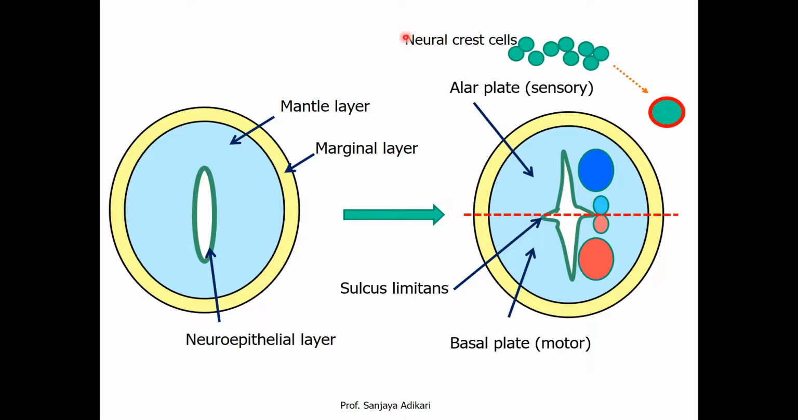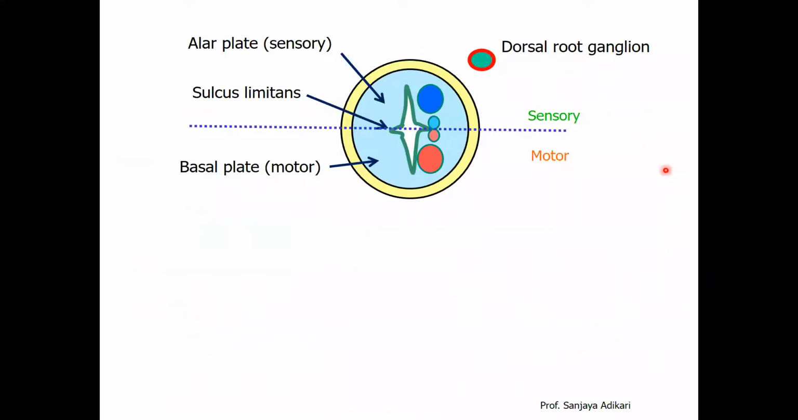Then these neural crest cells, as I told you before, migrate from where they were produced initially, and they come and form the dorsal root ganglion in relation to the posterior half of the spinal cord. So this is the same diagram. I have made it small to compare it with another one. So you know the posterior half is sensory, the anterior half is motor.